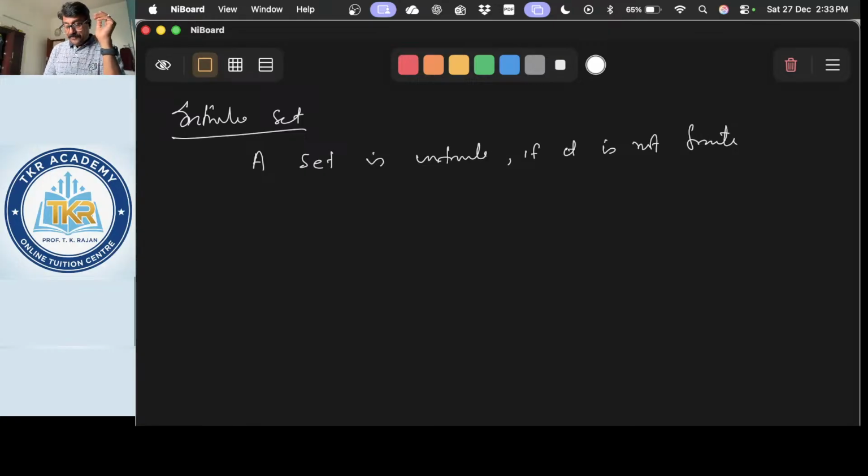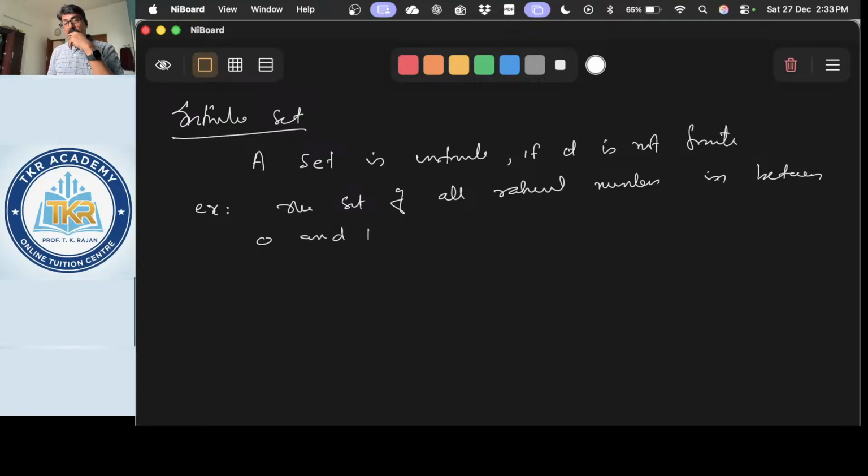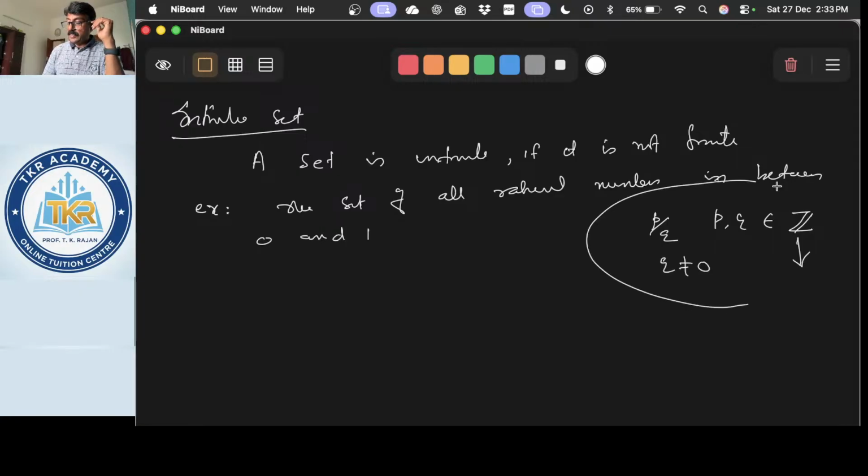For example, take the set of all rational numbers in between 0 and 1. You know what a rational number is? A number which is of the form p by q, where p and q are integers. The set of integers is denoted by Z. So p and q are in Z, and q is not equal to 0. These are the conditions for a number to be a rational number.